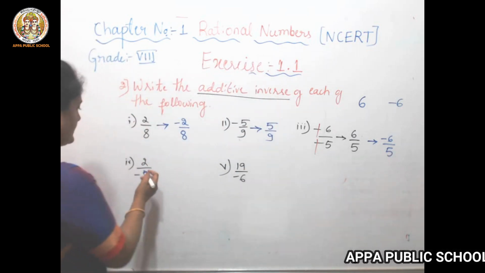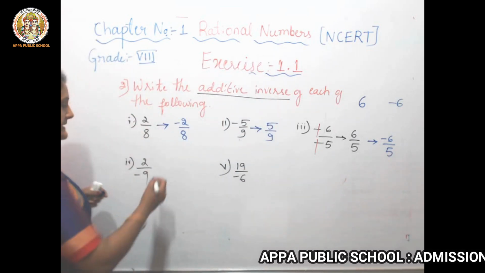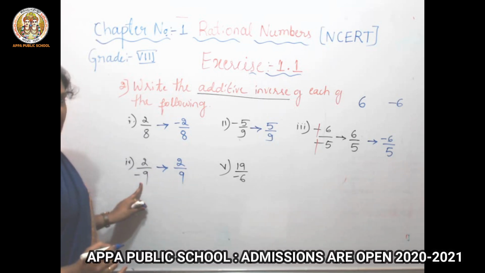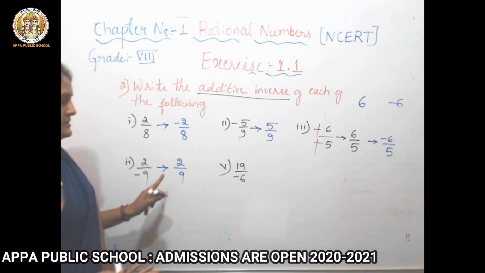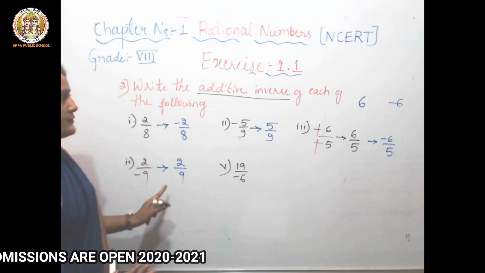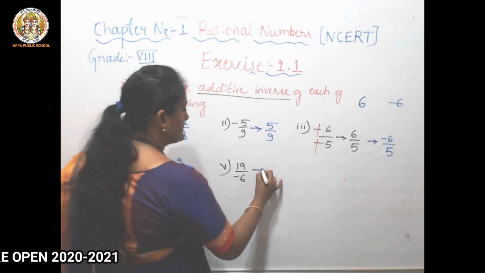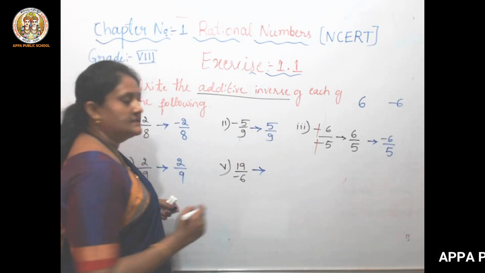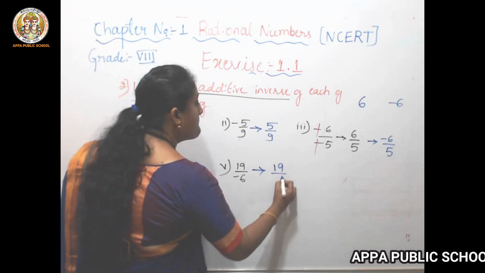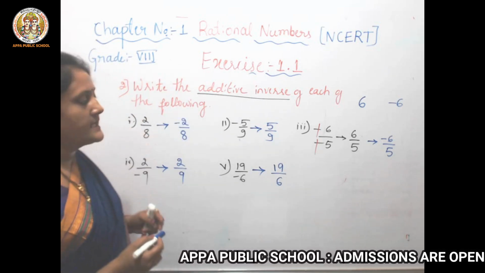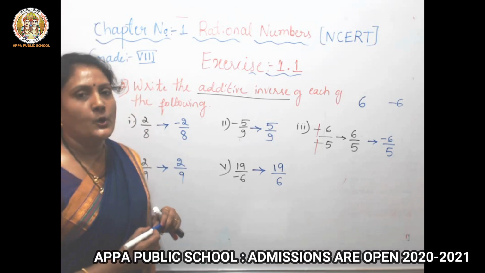Okay. Next, here 2 by minus 9 is there. So what is the answer? 2 by 9. Here it is negative, so write the positive of this. So minus 2 by 9 becomes plus 2 by 9. This is the additive inverse of this. So next, 19 by minus 6. What will be the answer? 19 by plus 6. Additive inverse, only the sign changes. So these are the answers for the second question.